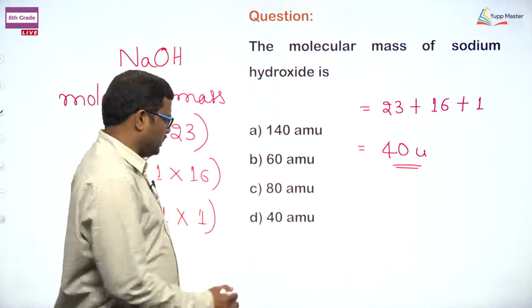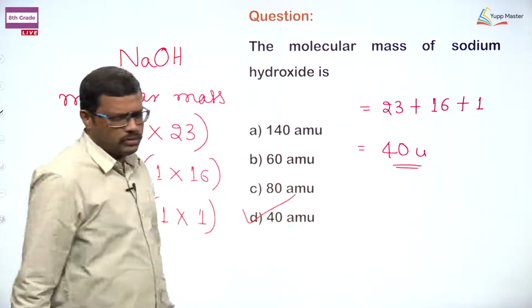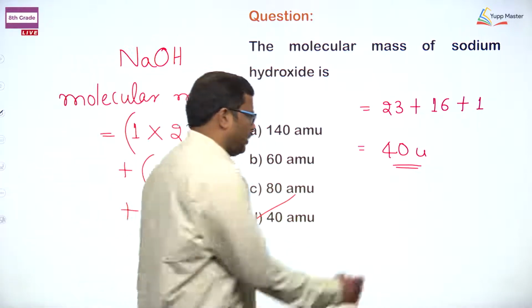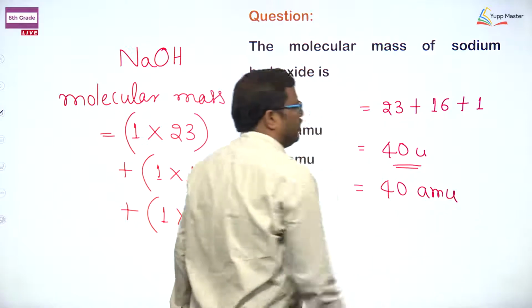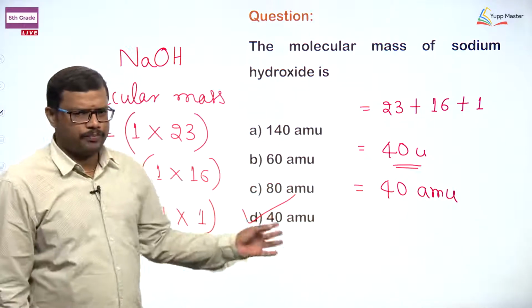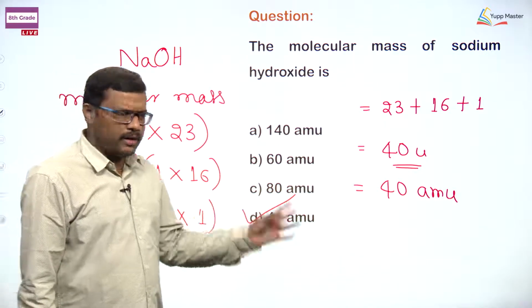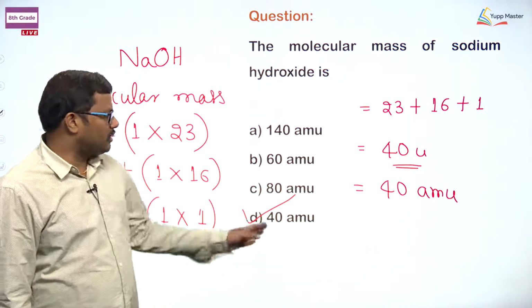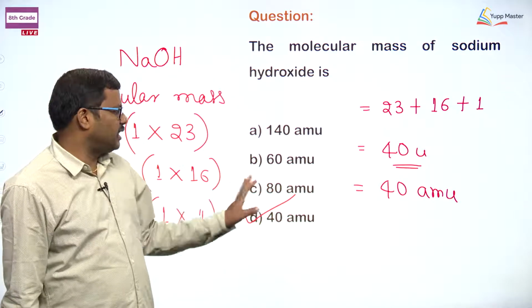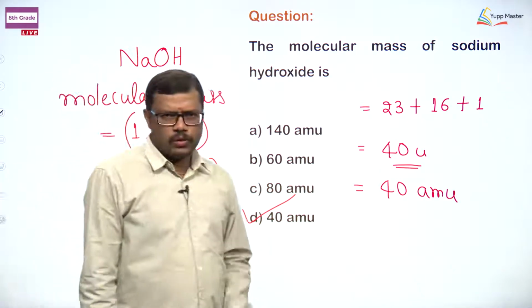Sodium hydroxide mass is 40 AMU. Of course, nowadays we are replacing the AMU with a unified mass. But let us take it as AMU only, atomic mass unit, 40 AMU. So, the molecular mass of sodium hydroxide is 40, it is not 140, 60 or 80, it is 40 U only.